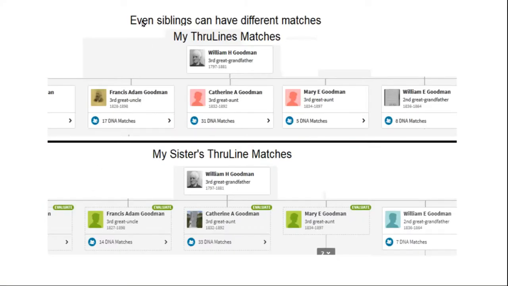And even siblings can have different matches. This is my third great-grandfather. I have 117 matches to him. My sister has 108. I see 17 for Uncle Francis. She sees 14. I see 31. She sees 33. I see 5. She sees 1. And now here, we're not into aunts and uncles, but actual great-grandfathers, second great-grandfathers. So these are my third cousins. And I have 8. My sister only has 7. We've already had a dropout at third cousins.